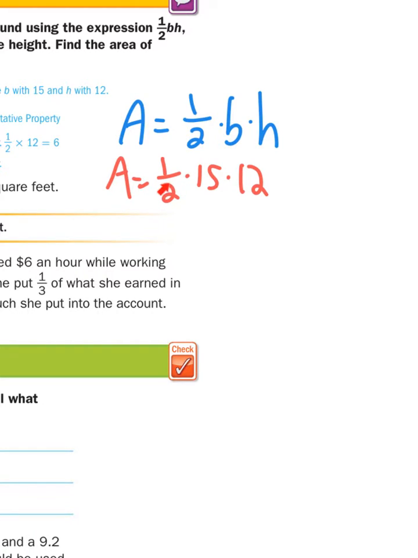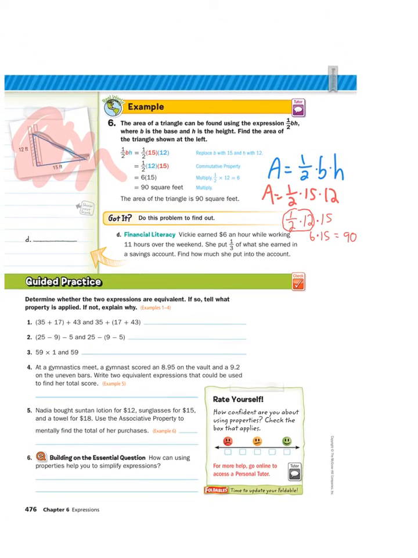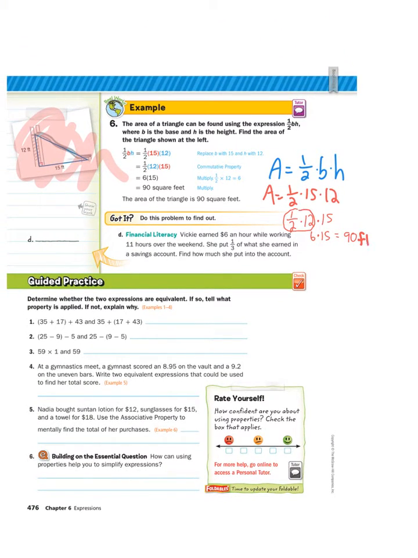The thing is, I don't want to do half times 15 because 15 is an odd number. That's hard. The commutative property says I can do half times 12 times 15. And that's going to be much easier because half of 12 is pretty easy. That's 6. And 6 times 15 is 90. So the area of the triangle would be 90 square feet.